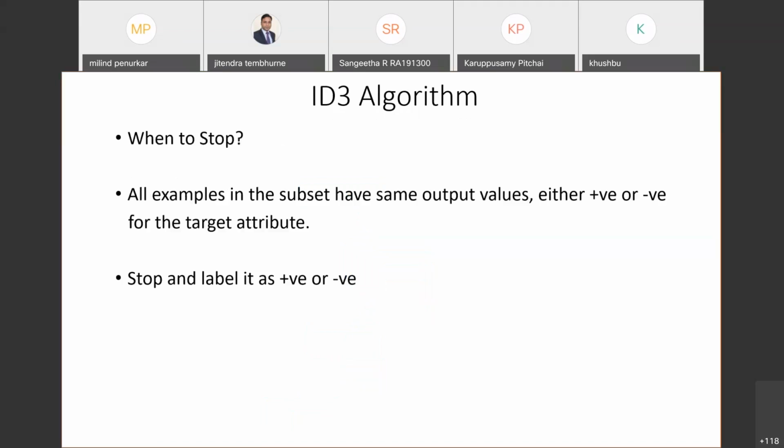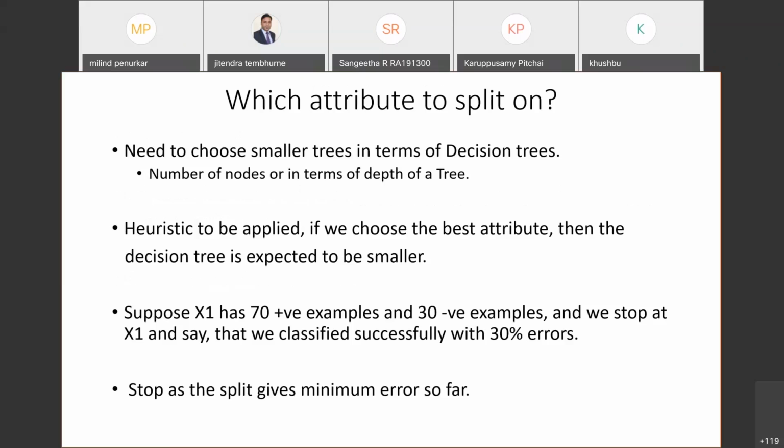And second, when all examples in the subset have the same output value, either positive or negative, for the target attribute. This is clear because we have seen for play tennis, if all of the values for a particular humidity are yes, then we should stop. Or in the read thread examples also, for all skips we had stopped using a leaf node. So stop and label it as positive or negative. Okay, so now coming to the question that we had: which root node to be chosen?